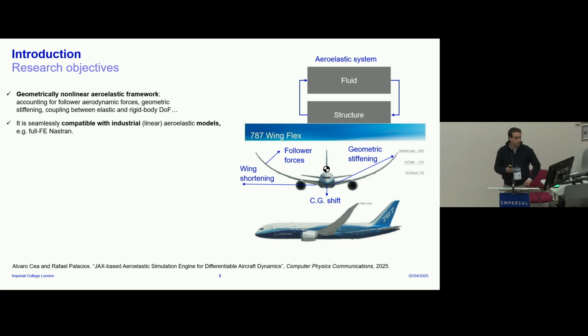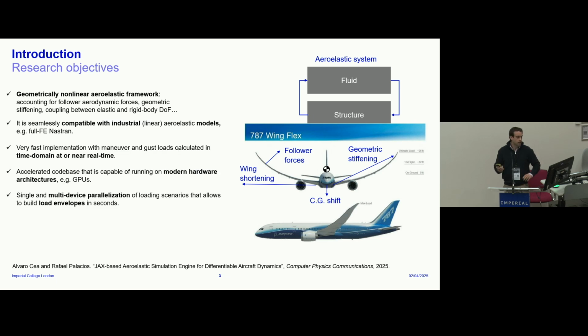This framework is compatible with industrial models. This is a project led by Airbus, so we are working with their models, and we can do full FE Airbus-type models. But of course, what we want is to do this very fast. Now it runs in real time for some examples, or near real time. It's accelerated. It runs on modern architectures such as GPUs, and it also has a parallelization for multi-device cases. And the whole code is fully differentiable via AD. We just published this paper.